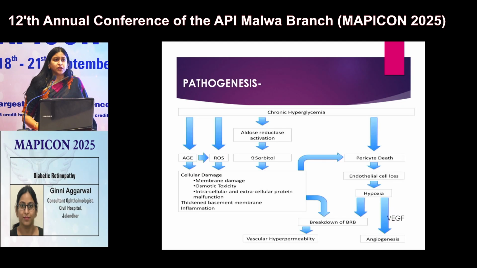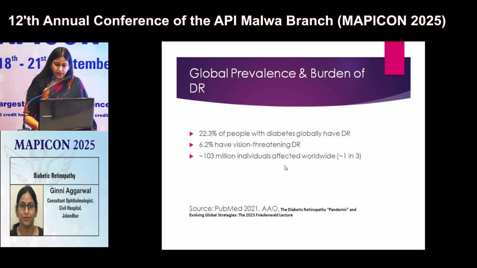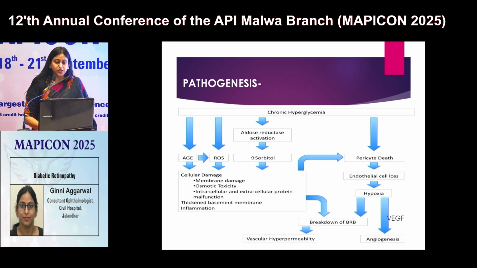Then let's talk a little bit about the pathogenesis. Normally the glucose gets into glycolysis and the Krebs cycle to produce ATP and NADPH, which provide energy to the cells. But when the glucose is high, it is diverted towards the polyol pathways, creating advanced glycation end products, reactive oxygen species, and sorbitol. Now these three are quite toxic. They cause membrane damage, they cause intracellular and extracellular protein malfunction, and they cause osmotic toxicity.